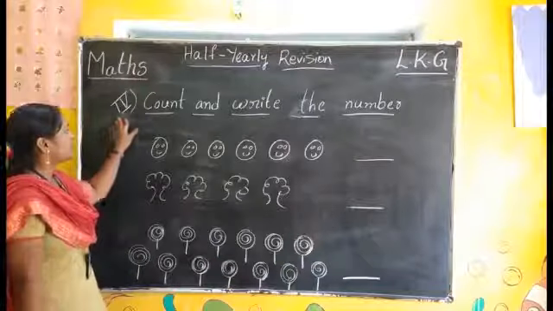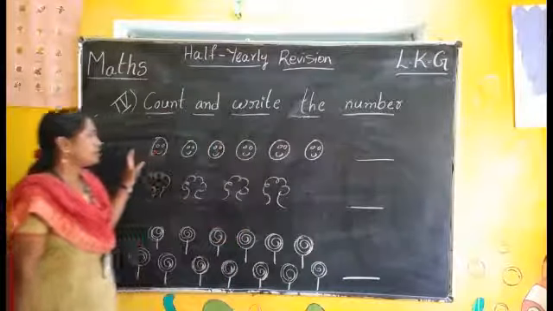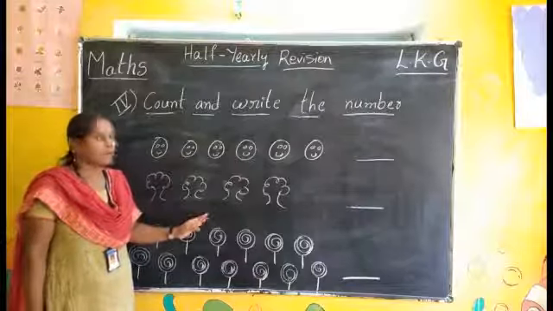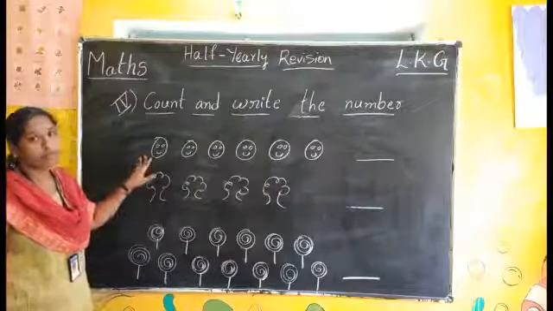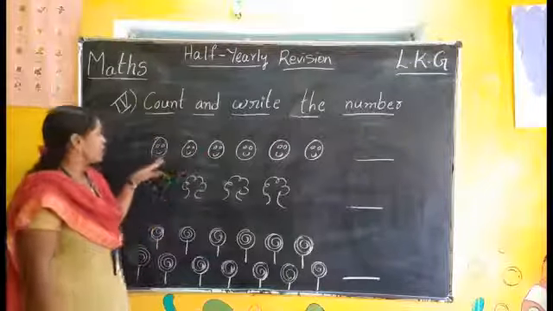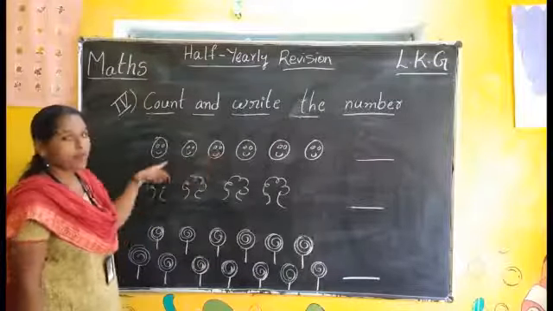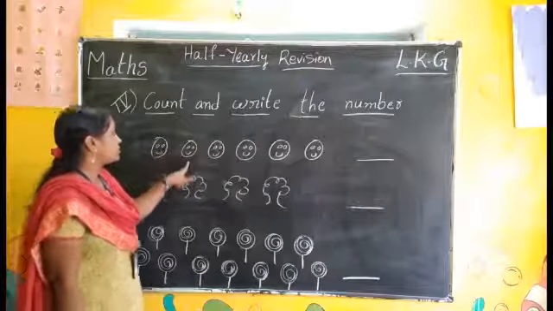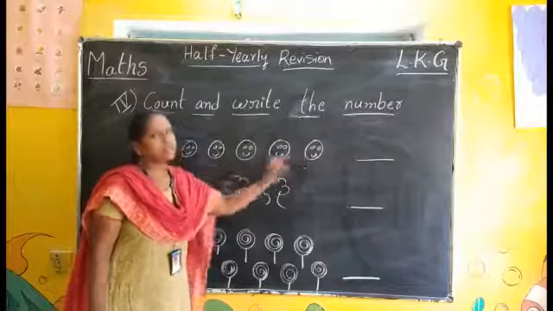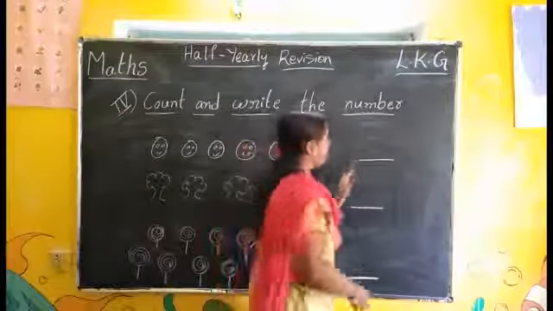Now next we count and write the number. Look here children. Already I have given here some pictures. First we have to count the pictures. Look here children. How many smileys are there? Come on, count it. 1, 2, 3, 4, 5, 6. Okay. So write here number 6.